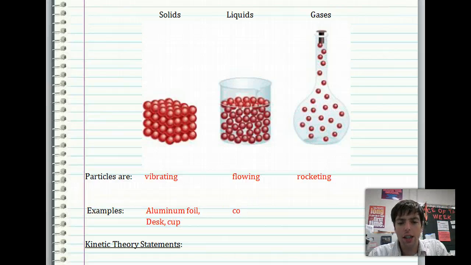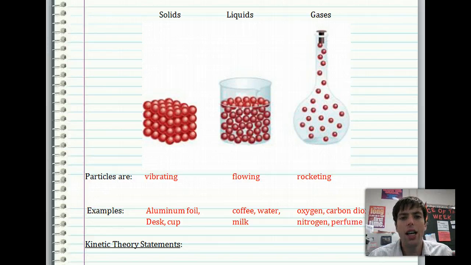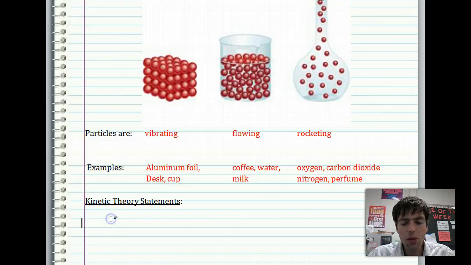For flowing, this would be anything. This could be coffee. This could be water. This could be milk. And then for gas, remember, oxygen we breathe in, carbon dioxide. This could be that nitrogen in the air we talked about last unit. All of these gases, this could even be the perfume you spray. It becomes aerosolized by squeezing the bottle. So, we're going to sum up that simulation and those words in a couple quick statements.